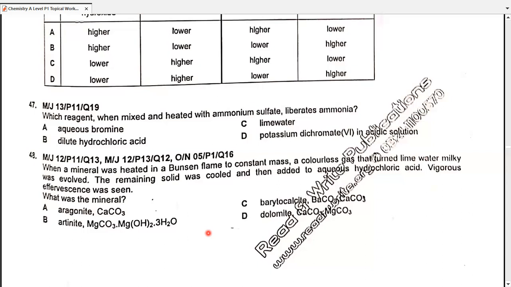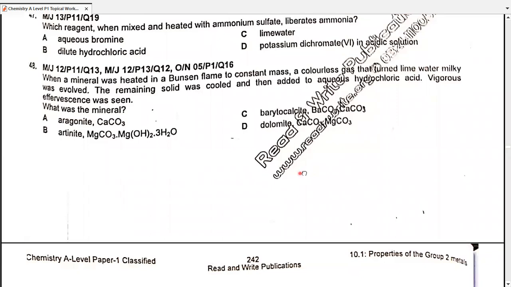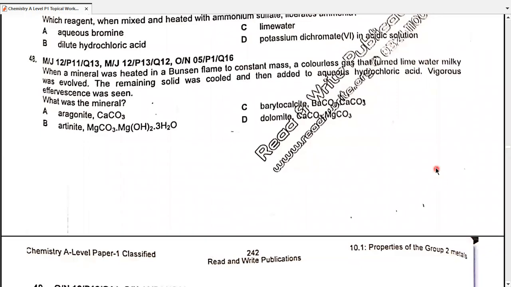Okay. 48. And you can see how many times this MCQ has been repeated over the years. When a mineral was heated in a Bunsen flame to constant mass, a colorless gas that turned lime water milky was evolved. The remaining solid was cooled and then added to aqueous hydrochloric acid. Vigorous effervescence was seen. What was the mineral? Aragonite, bauxite, baryte, calcite, dolomite.